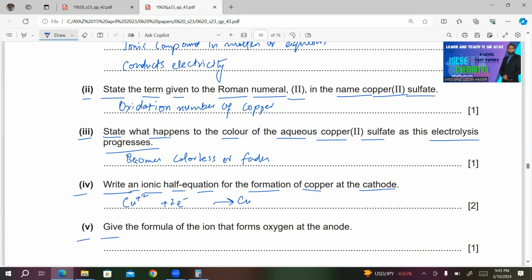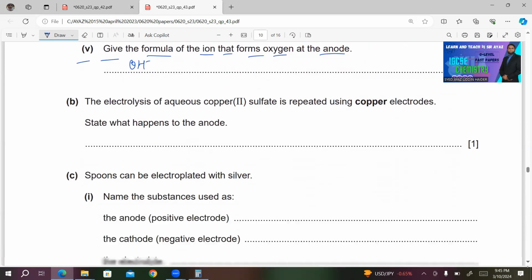Number 5, give the formula of the ion that forms oxygen at the anode. It's OH negative ion. B. The electrolysis of aqueous copper 2 sulfate is repeated using copper electrodes. State what happens to the anode.